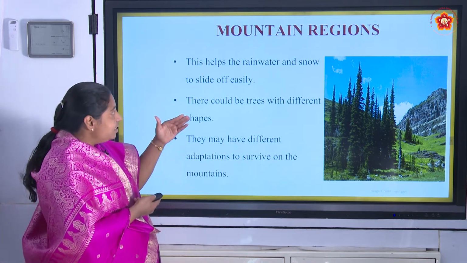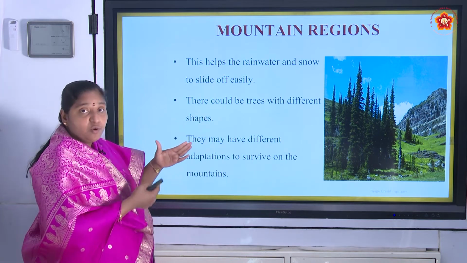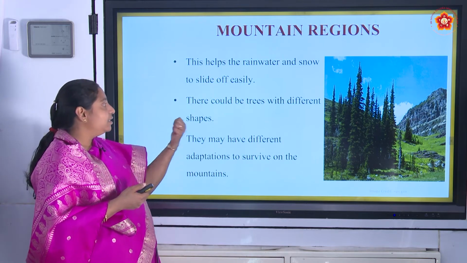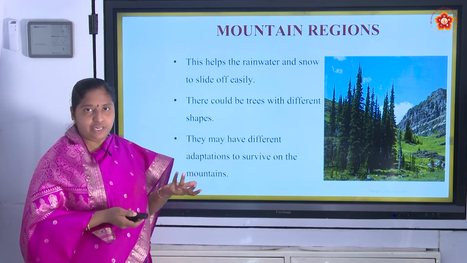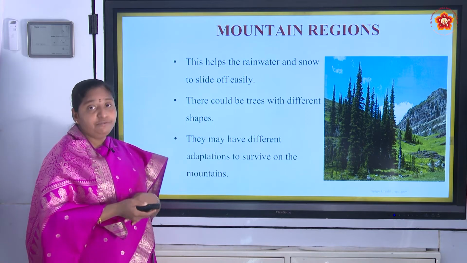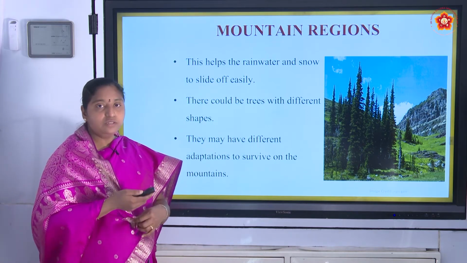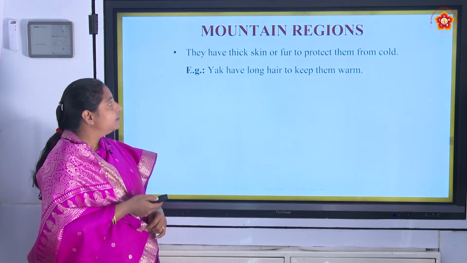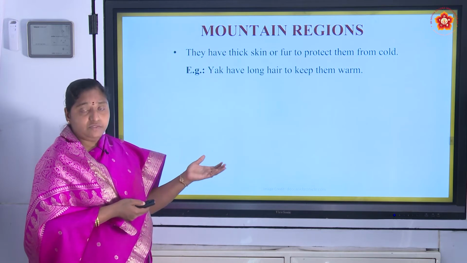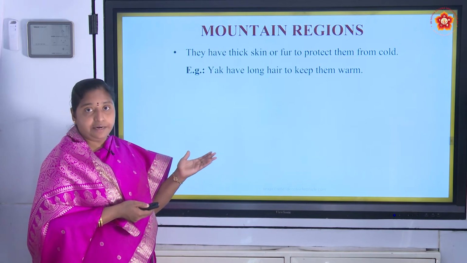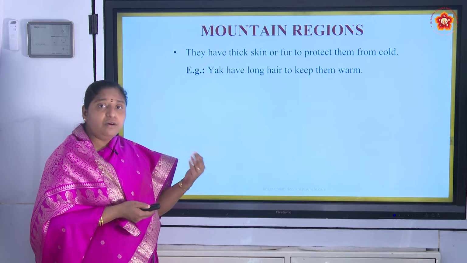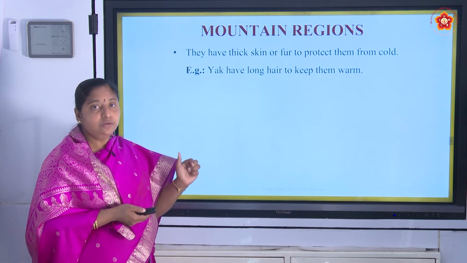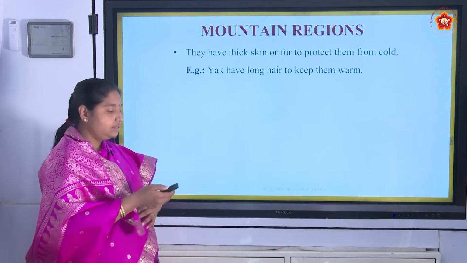So this helps the rainwater and snow to slide off easily. And there could be trees with different shapes, and they may have different adaptations to survive in those mountain regions. And we have seen about the plants, how they are adapted in mountain regions. Now we will move on to the animals, how they are adapted to this climate.